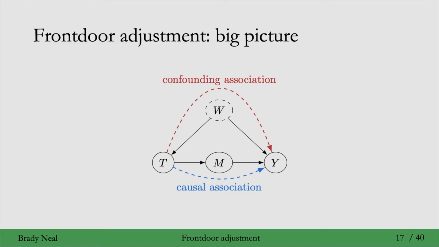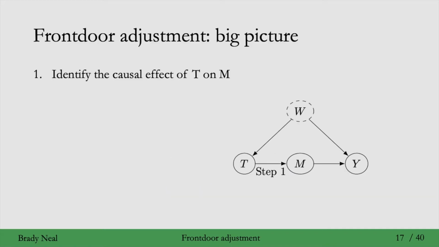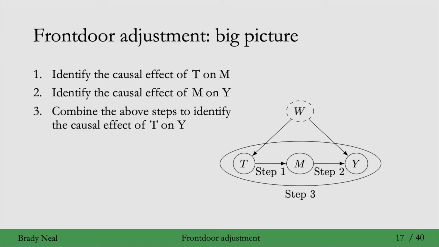And the intuition for the frontdoor adjustment is that because we have this M here, and all of the causal association that we're interested in flows through M, if we just focus on M, then we can isolate the causal association. And we'll see specifically how we'll do that in this part of the lecture. The big picture is that we'll do this in 3 steps. The first step is to identify the causal effect of T on M. Then we want to identify the causal effect of M on Y. And finally, we'll combine these two to identify the causal effect of T on Y. We'll take this step by step.